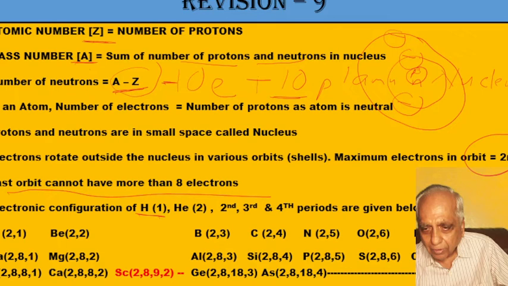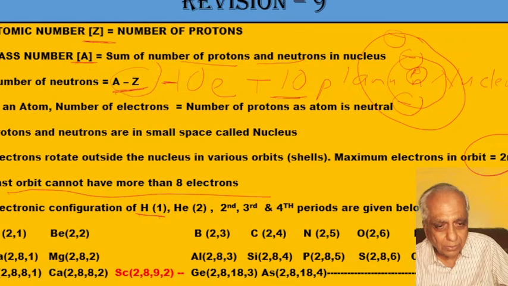Argon, what is the atomic number? It is 18. So if a 19th electron comes, can it go in the third orbit? The third orbit can carry a maximum of 18, but it will not go, because of the restriction that I have told you, that the last orbit cannot have more than 8 electrons. So when one more electron comes, it will be in the form 2, 8, 8, 1. So this orbit is still incomplete, but fourth orbit filling has started. This is the electronic configuration of potassium.